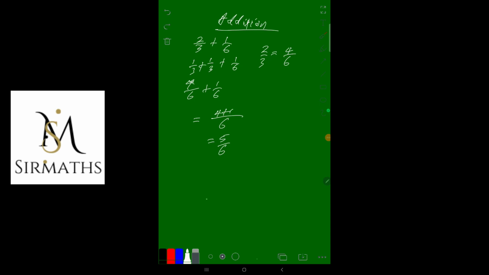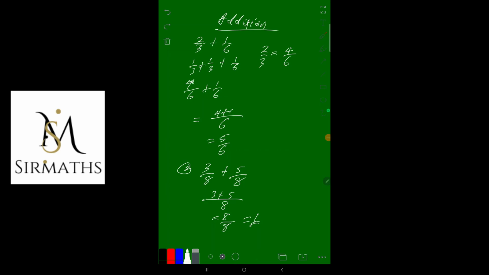Let us look at another question, example 2: 3 over 8 plus 5 over 8. The denominator is the same, and we call these like fractions because they have the same denominator. Here the LCM is 8. We simply add the numerators, which is 3 plus 5, and that will give us 8 over 8. That gives us a unit value, which is 1.